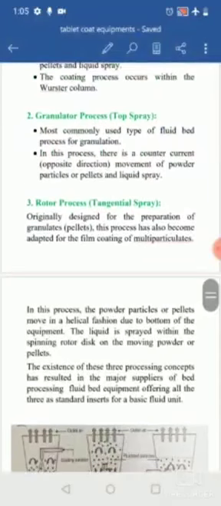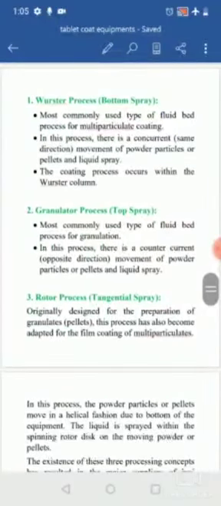This Wurster method is the most commonly used fluidized bed process for multi-particulate coating. Multi-particulate means small tablets or granules, which you are going to coat using this technology. In this process there will be concurrent, that is the same direction of movement of the powdered particles, the pellets, and the liquid spray.